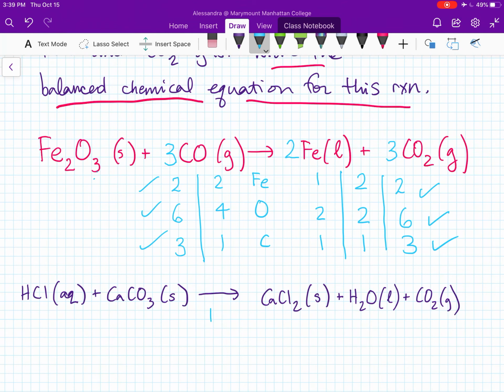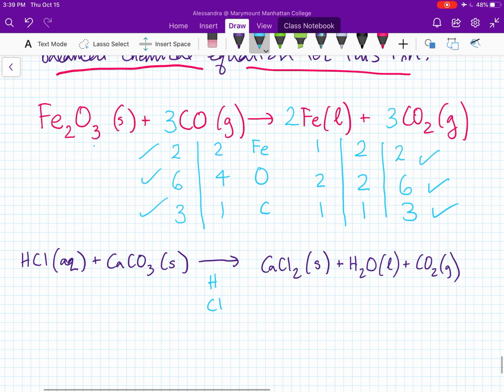So I have hydrogen, chlorine, calcium, carbon, and oxygen. Lots of elements involved in this reaction. So let's do my accounting.